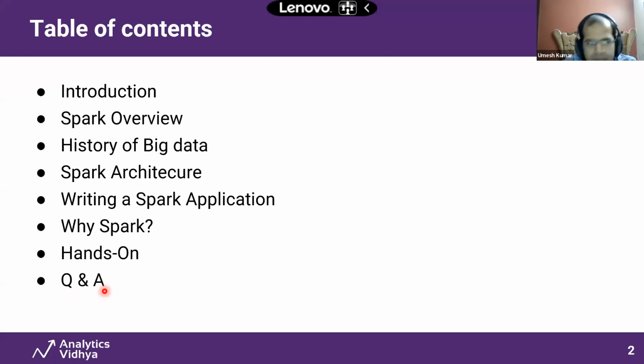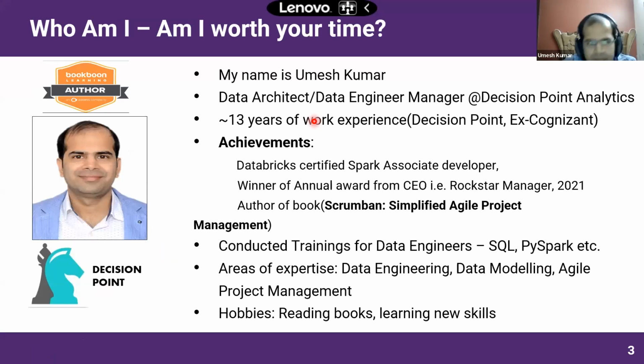First of all, my name is Umesh Kumar. I am working as a data architect cum data engineering manager at Decision Point Analytics, which is a Gurgaon-based company, however it has its clients across countries, across continents. I have around 13 years of work experience. My current company is Decision Point. Prior to this, I was with Cognizant Technology Solutions, Gurgaon location, where I was working as a project lead.